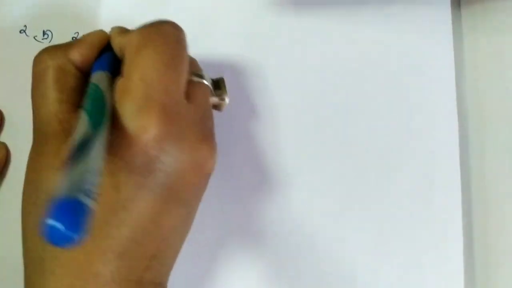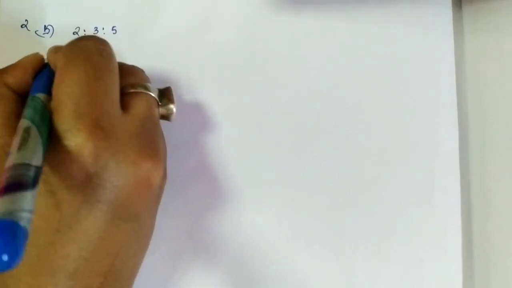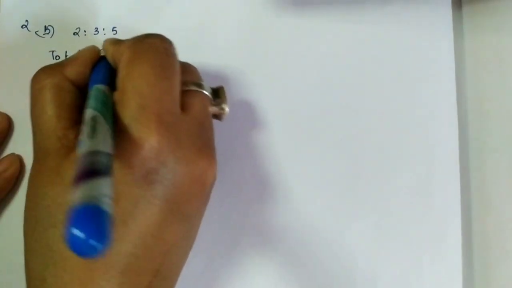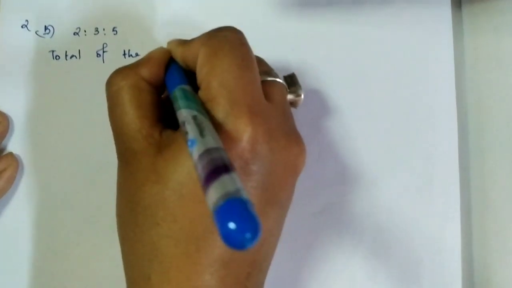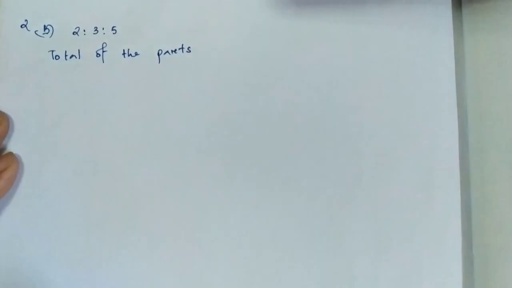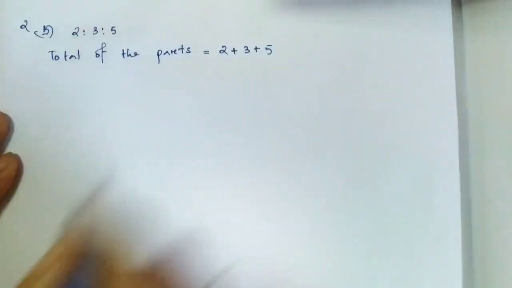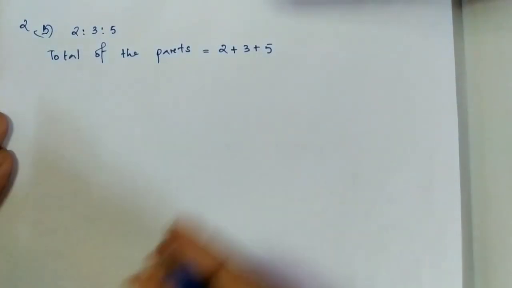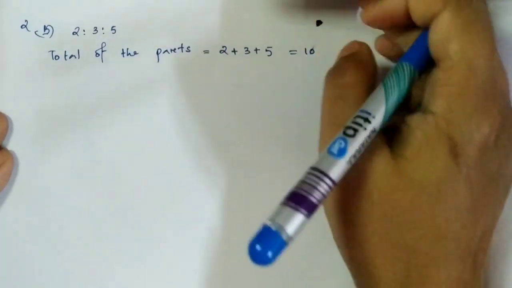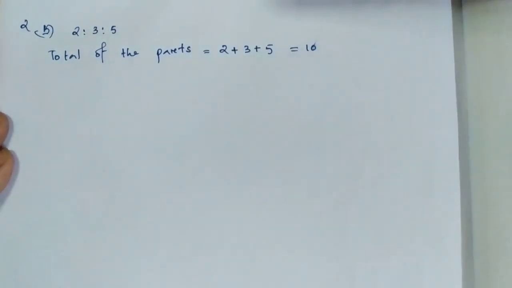I'll show you one more here. Let me show you number B. 2B is given as 2:3:5. So here we have 3 parts. First, what we have to write? Total of the parts. We'll just add them up. 2 plus 3 plus 5. So 2 plus 3 is 5. 5 plus 5 is equal to 10. Okay. Now we have 3 parts.